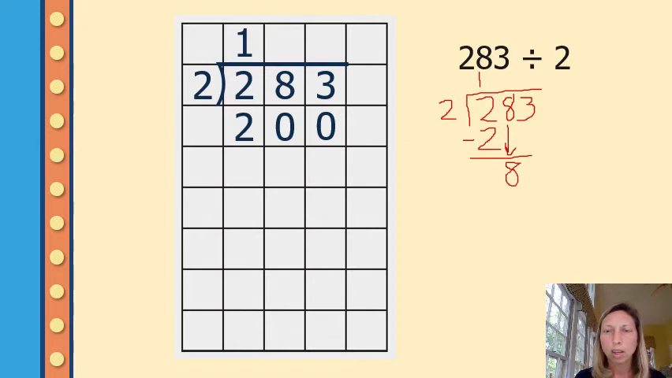And then we have 8. Now I do 8 divided by 2. Okay, 8 divided by 2 is 4. All right, 4 times 2 is 8. All right, let's do that over here on the other steps.